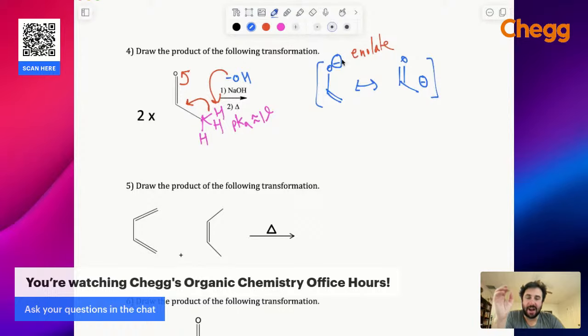So it's not wrong to draw enolates like this in your mechanisms. I prefer to draw it like this because it is truly more strongly contributing.